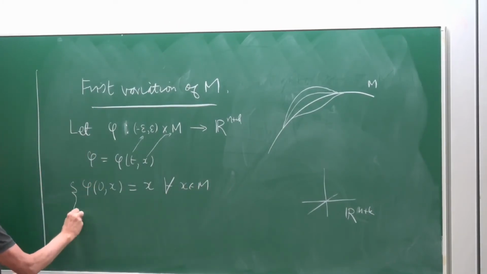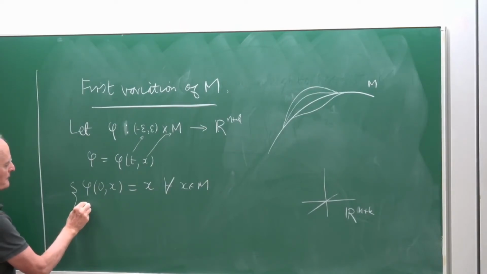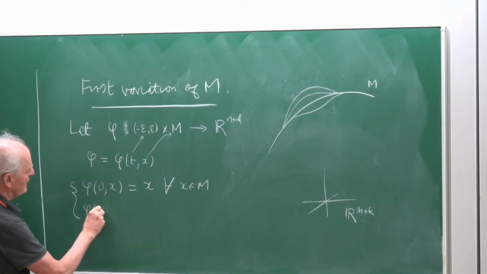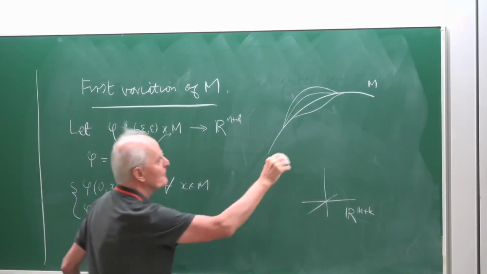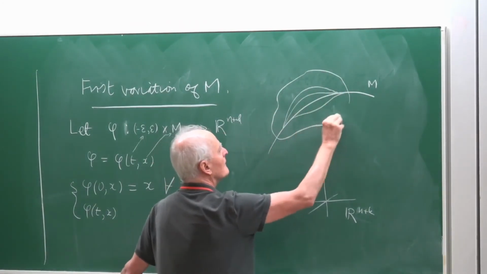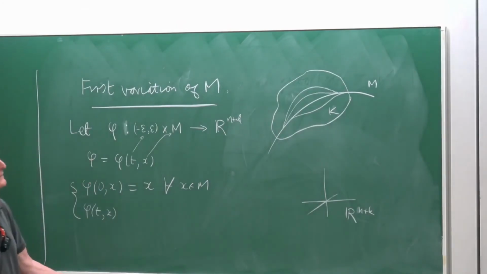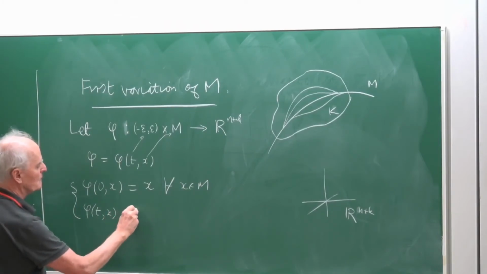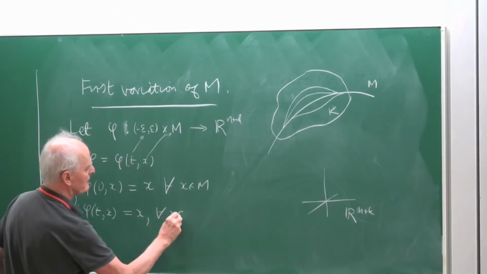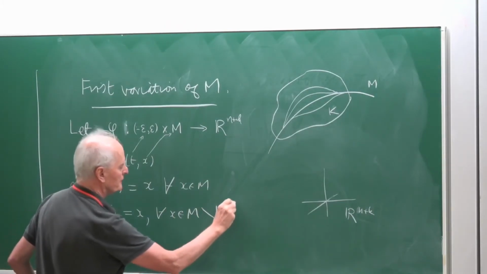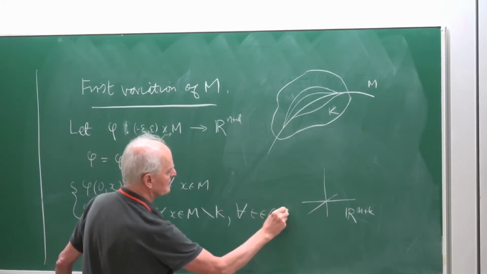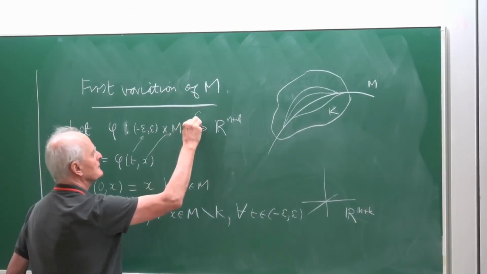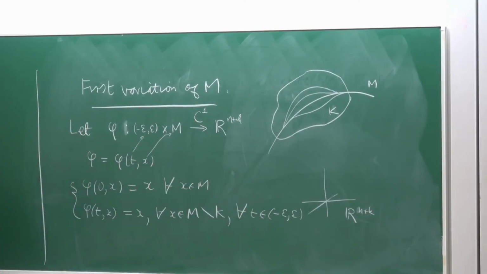That's the first restriction. Second restriction is that outside a given compact set, so there's going to be some compact set K, outside the compact set K, φ fixes everything at every time. So this is equal to x for every x in M minus K and for every t in (-ε, ε). And the other thing is that this, of course, should be at least C^1 because I'm going to be differentiating. So this should be a C^1 map.